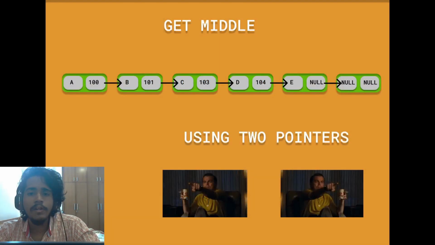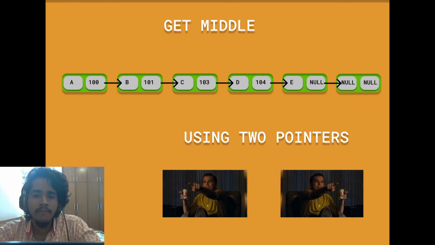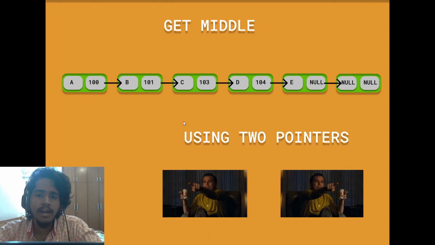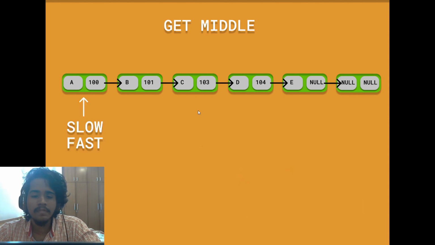Now we look into how to get the middle term of a given linked list. We'll be doing this using a special type of algorithm called the two-pointer algorithm. Consider the given linked list A, B, C, D, E, and the final null node is just for reference. So keep that in mind. So how do you get the middle term of this linked list A, B, C, D, E?